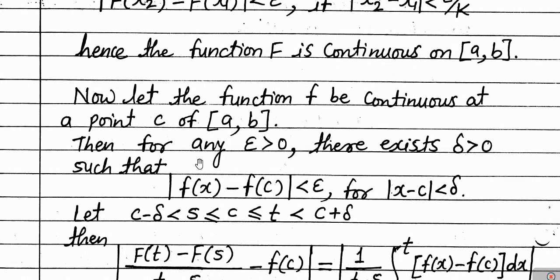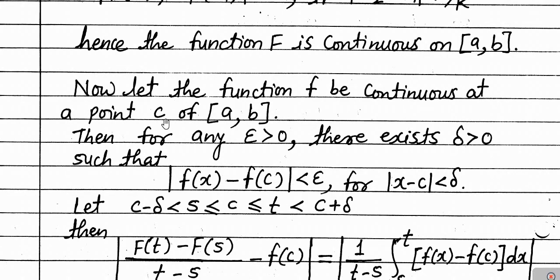Then use the definition of continuity. By the epsilon-delta definition of continuity, we have for any epsilon greater than 0, there exists a delta greater than 0 such that modulus of f(x) minus f(c) is less than epsilon for modulus of x minus c less than delta.